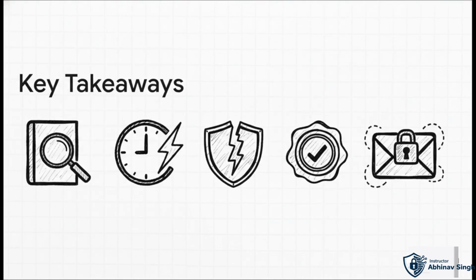So, let's just quickly run through the key takeaways. DNS is the internet's phone book, turning names into numbers. It's an incredibly fast four-step journey. But the original system was insecure. Now, DNSSEC acts like a seal of authenticity, while DoH encrypts your search for privacy.